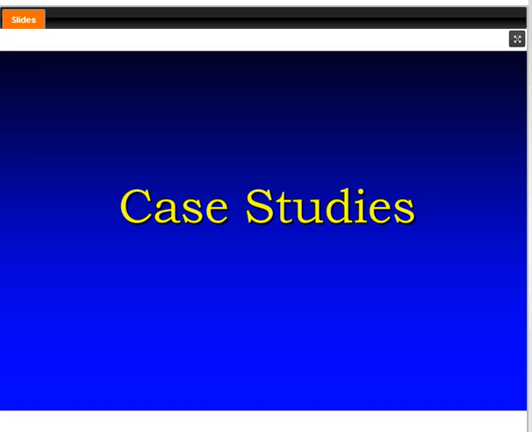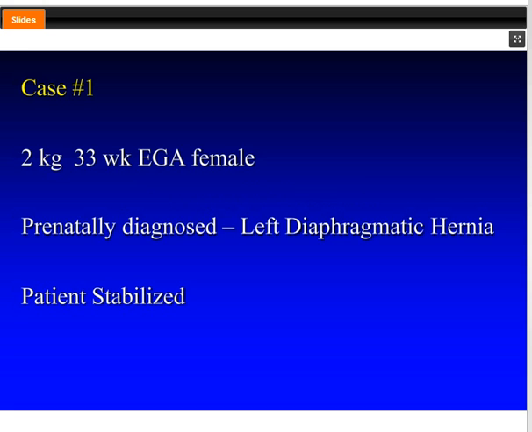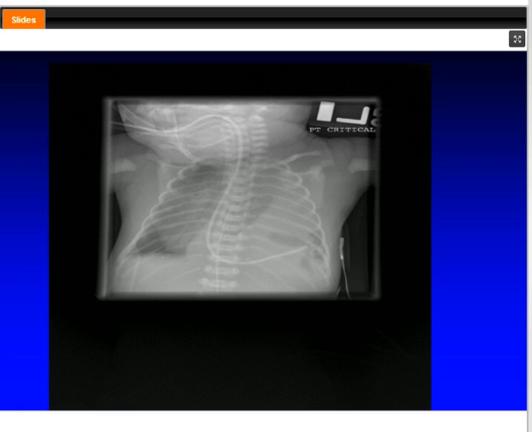So this is a 2 kilo, 33-week female who had a prenatally diagnosed left diaphragmatic hernia. The patient was stabilized, and this is the chest film on a high-frequency ventilator with stabilization. Notice what I was talking about before. You can see the lower heart border. There's a little bit of lung below it. You can actually see a little bit of lung on the left side that has inflated, that hypoplastic lung.